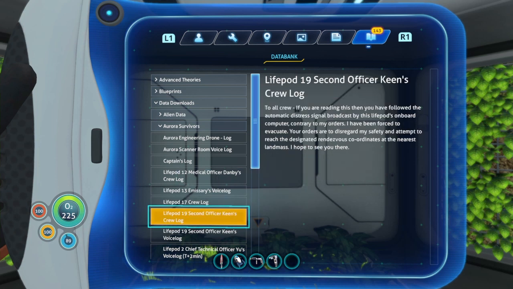LifePod 19. Oh, I gotta read this. Alright. LifePod 19. Second Officer Keen's crew log. To all crew, if you are reading this, then you have to follow the automatic distress signal broadcast from this LifePod on board computer. Contrary to my orders, you have been forced to evacuate. Your orders are to disregard my safety and attempt to reach the designated rendezvous coordinates at the nearest landmass. Hope to see you there.